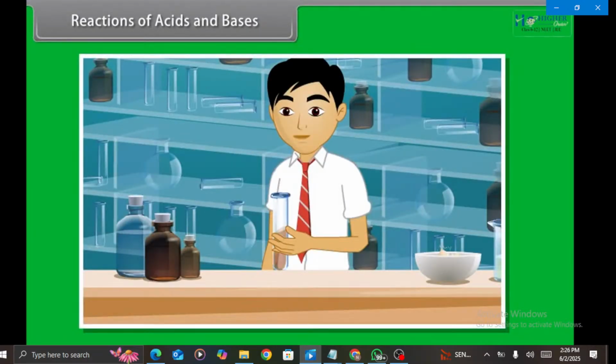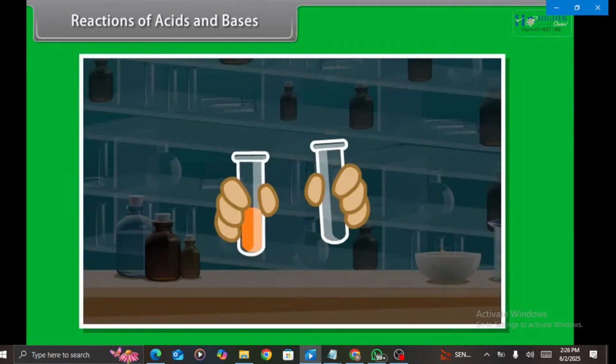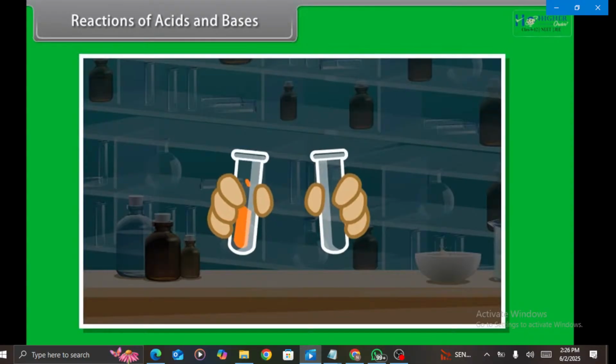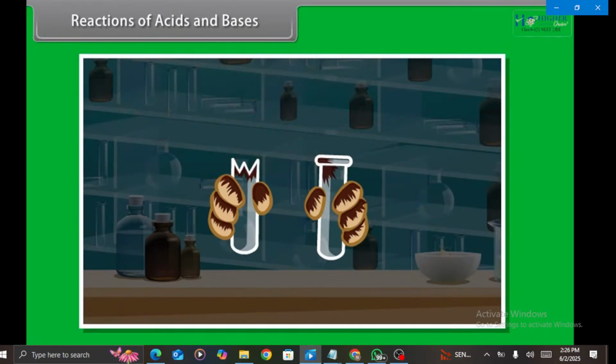Let us go back where Gaurav felt the mixing beaker hot. When acid is mixed with base, it produces heat. This may cause the mixture to splash out. This may cause you burns. Also, the glass container may also break because of excessive local heating. So we must be careful while handling acids and bases.